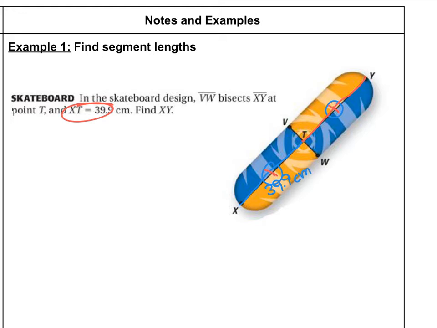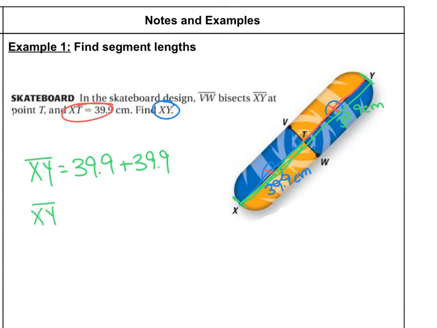They want to know XY. So they want to know the entire length from X to Y. So if I know that this is 39.9, I know that this is 39.9. So to figure out XY, we're simply going to take 39.9 plus 39.9. Doesn't matter how you want to do that. Plug it in your calculator, stack it, however you want to do it. You're going to end up with 79.8. So the length of XY is 79.8 centimeters.